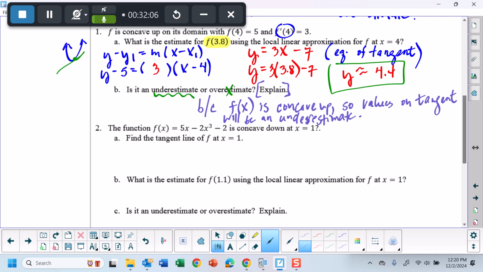All right, here's the function. We have the curve. It's a cubic, 5x minus 2x cubed minus 2, and it is concave down at x equal to 1. So we have it concave down, down like a frown, like that. Find the tangent line of f at x equal to 1. You can do this. Turn to your partner and remind each other of how to do this math. On your mark, get set, go.